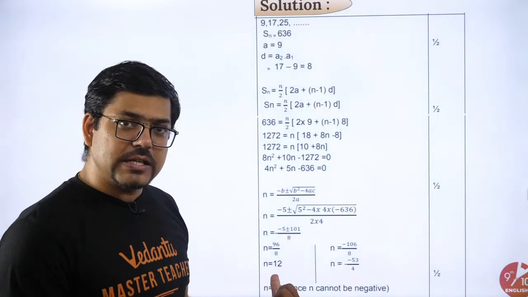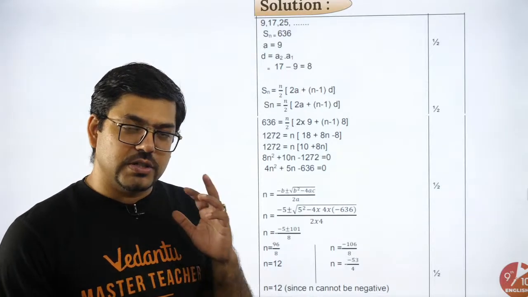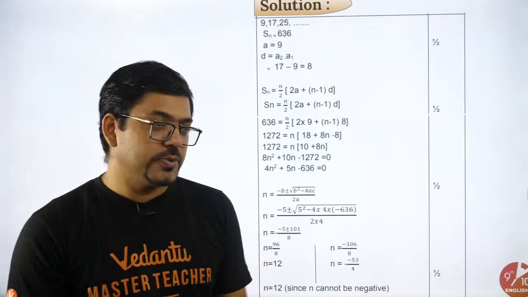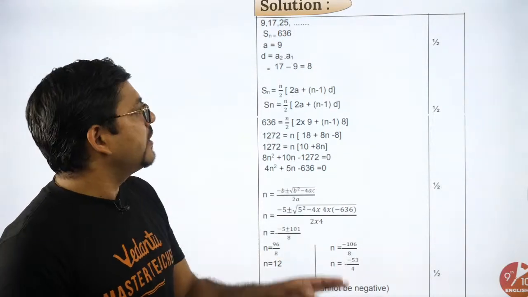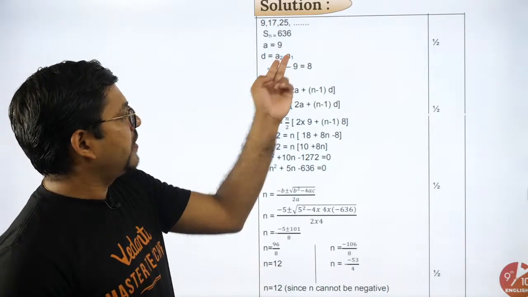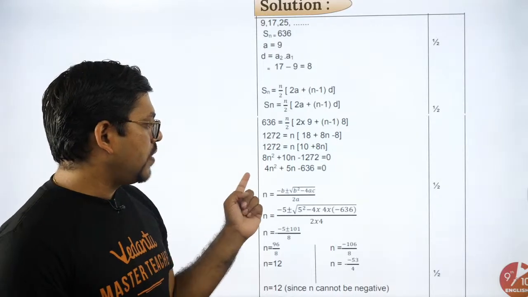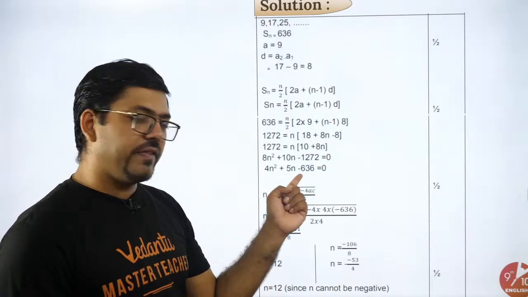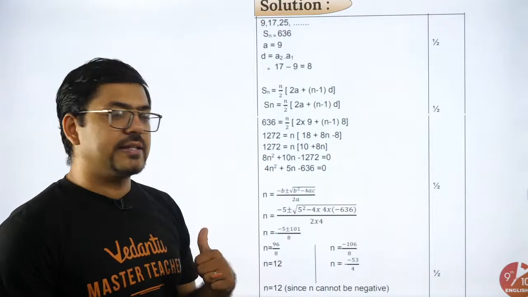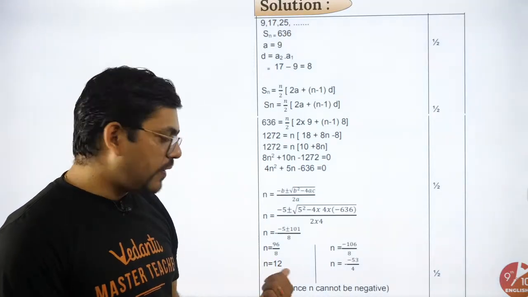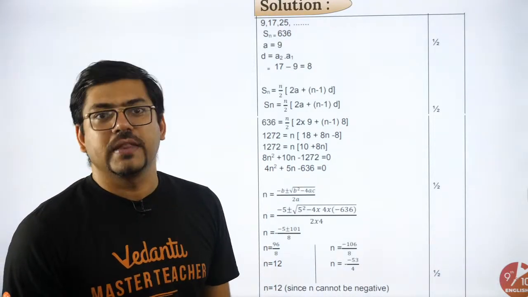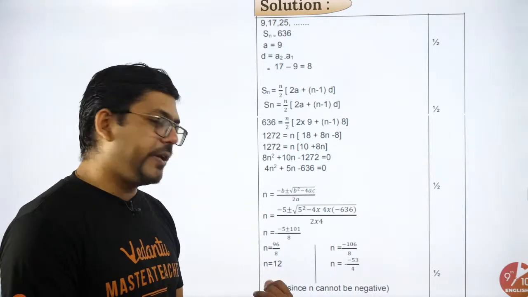So Mehak, by the way, the answer is going to be n equals 12. The number of terms you have to take is 12 terms. This is the entire solution exactly the same way. Sn is given as 636. Sn equals n by 2 into 2a plus n minus 1 into d. Put the values, solve it, and you'll get a quadratic equation 4n square plus 5n minus 636. Once you solve this, you will get n equals 12 or minus 53 by 4. Number of terms can't be negative, hence n will be equal to 12.